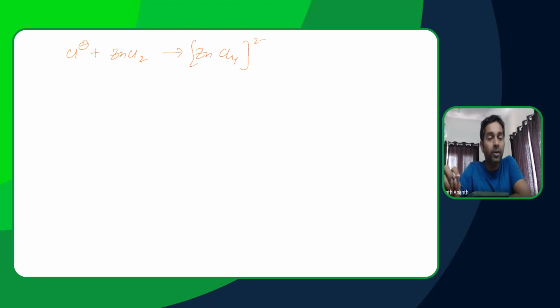So zinc ends up forming a chlorido complex, ZnCl4 2-, which stabilizes the Cl minus. That's the role of your zinc in this particular case.